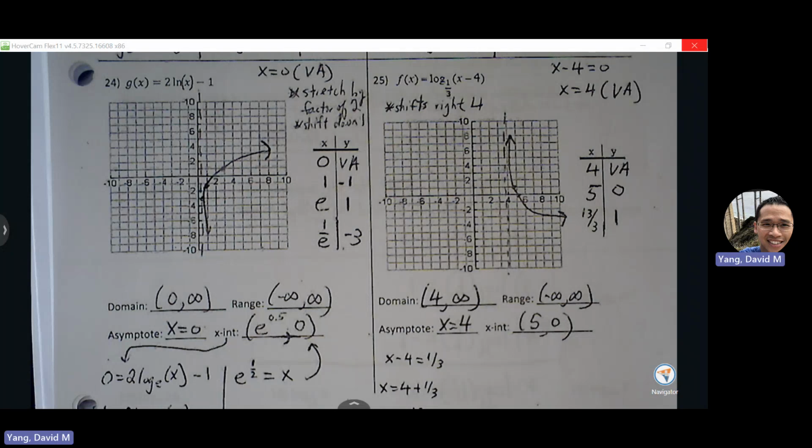Can you explain this one? So here, I just convert to exponential form. If I have log base b of x over 3 equal to 0, then b to the power of 0 equals x over 3.